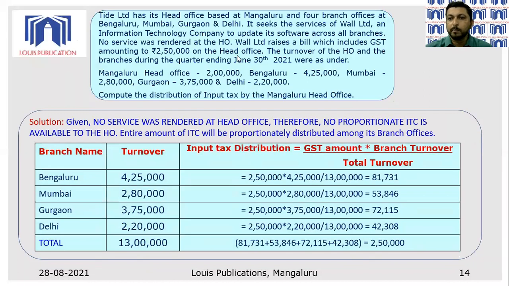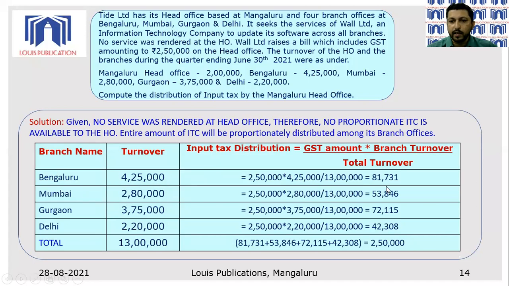So the GST amount bill is raised only on the head office, that is the Mangalore head office, but the Mangalore head office has not availed any service. Services have been availed only by these branch offices at Bangalore, Mumbai, Gurgaon and Delhi. So whatever is this GST amount raised on the Mangalore head office, the Mangalore head office will obtain ISD registration and will distribute this input tax among its 4 branches.